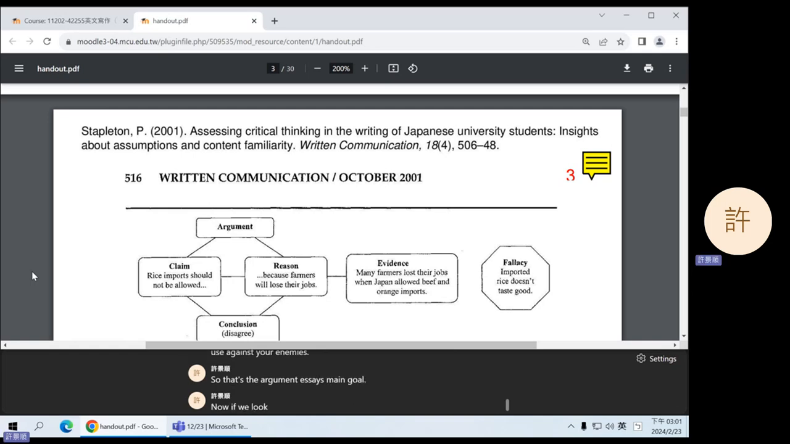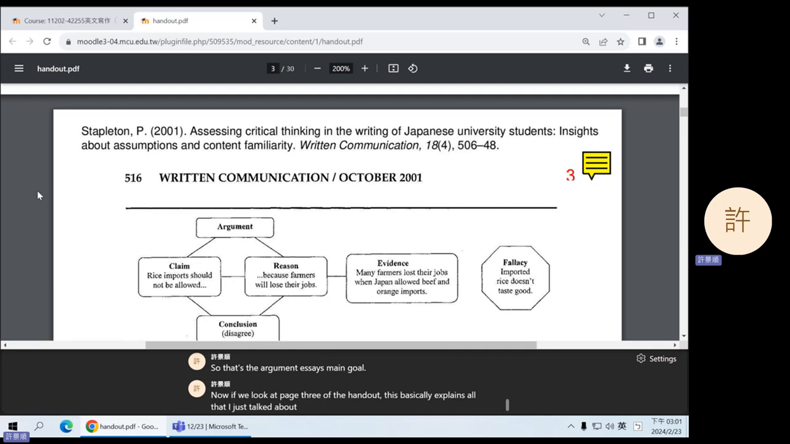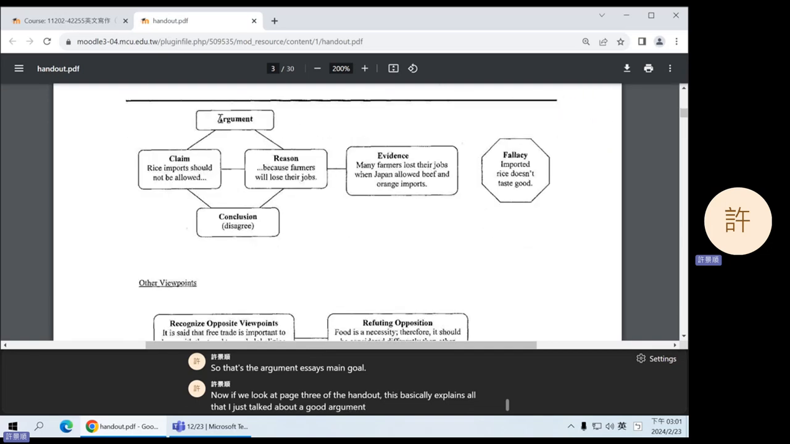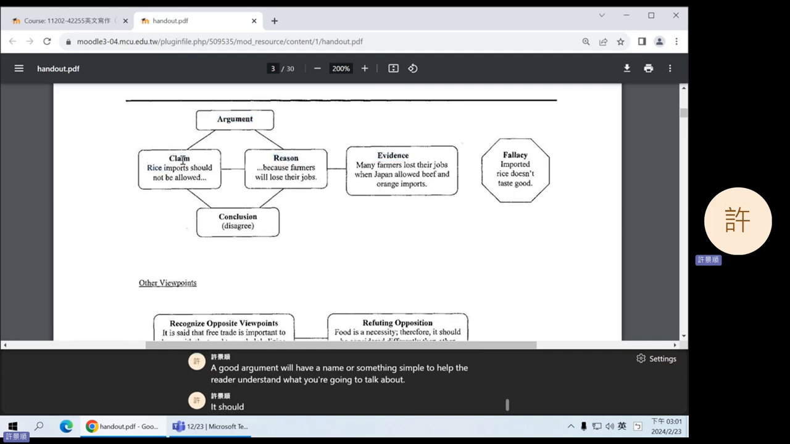Now, if we look at page 3 of the handout, this basically explains all that I just talked about. A good argument will have a name or something simple to help the reader understand what you're going to talk about. It should have a main point. In this case, for this example, it is rice imports should not be allowed. That's the main point. It should have reasons for each point, because farmers will lose their jobs. Evidence, you can either find external evidence, or you can give examples, or you can tell a story.